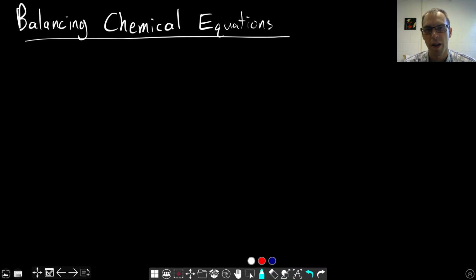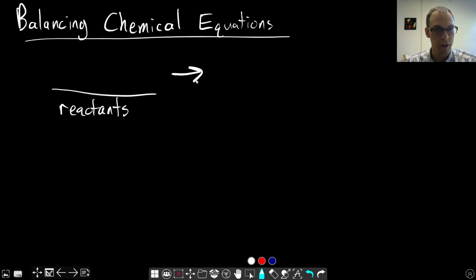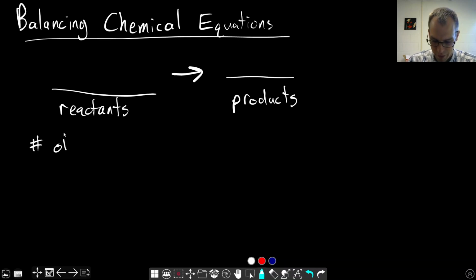One of the really key concepts in stoichiometry is being able to write balanced chemical equations. Now, what do we mean by a balanced chemical equation? In a chemical equation we have our reactants, the things coming together before our arrow, and then our products on the right-hand side. In a balanced chemical equation, the number of atoms of each element are the same on both sides of the equation.